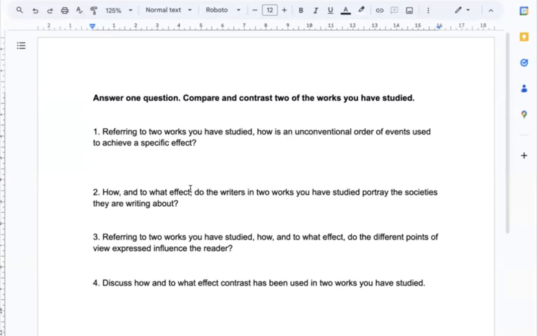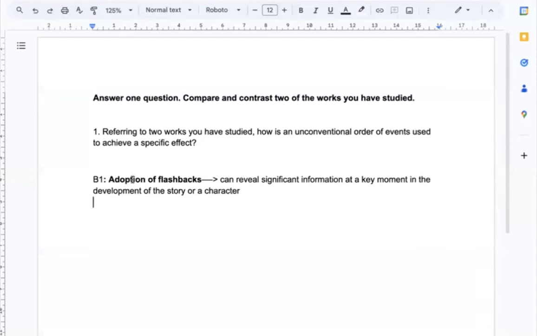Question number 1. Referring to two works you have studied, how is an unconventional order of events used to achieve a specific effect? The use of an unconventional narrative structure can help authors to show more of the complexity of a story or to look at events or characters in different perspectives. We can expect that we need to focus on the different types of unconventional narrative structure used in chosen literary text. So potentially, first type of unconventional narrative text type can be adoption of flashbacks. When it comes to its effect, it can reveal significant information at a key moment in the development of the story or a character.